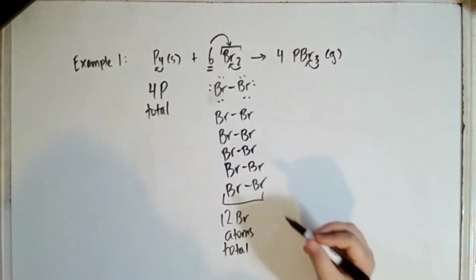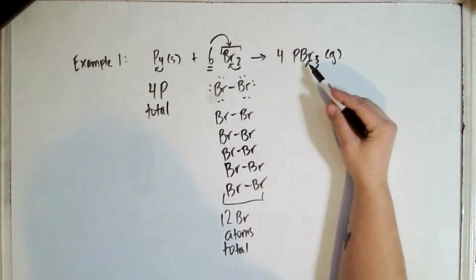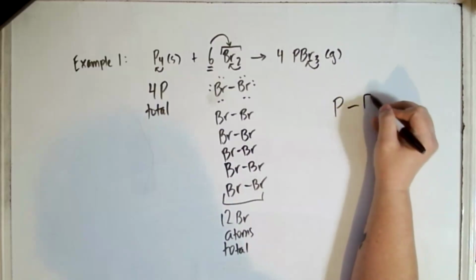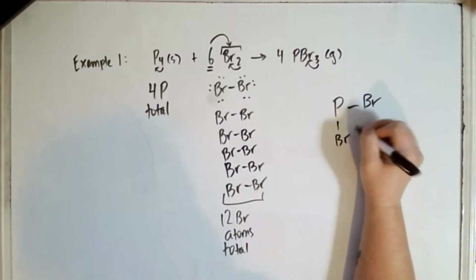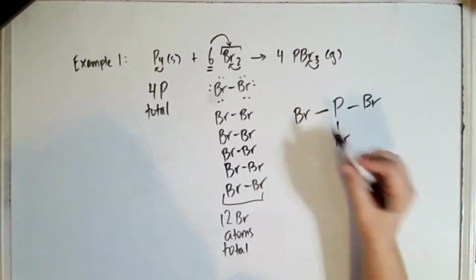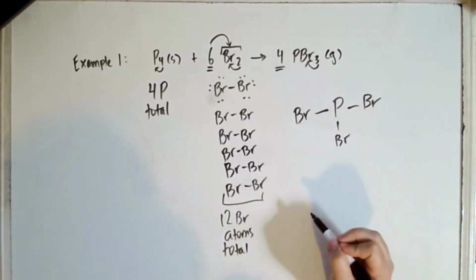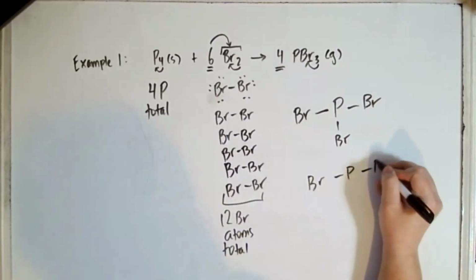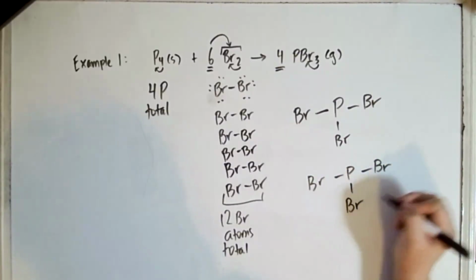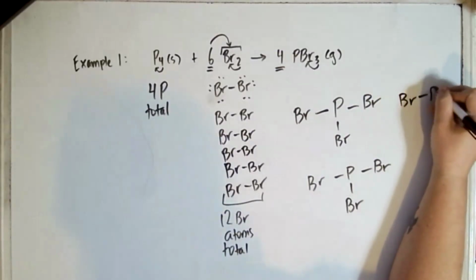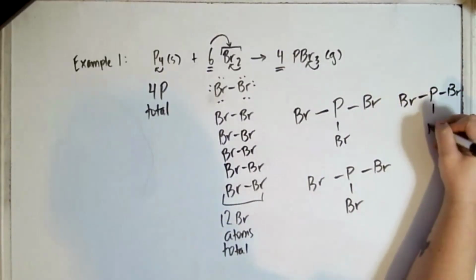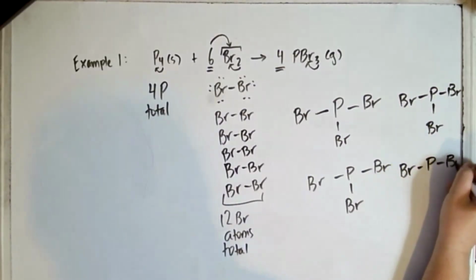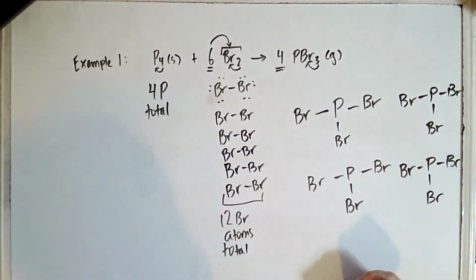All right. Now, if I go on my product side, my compound is PBr3. So I'm going to have a phosphorus, and I'm going to have 3 bromines attached, and I'm going to have 4 of these. Okay. And you're not going to have to draw it out every time. I'm just drawing it out now so that we can get a visualization of it. But when we do draw it out, we can count up all of our atoms.